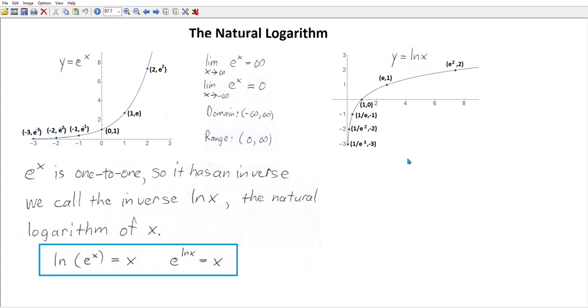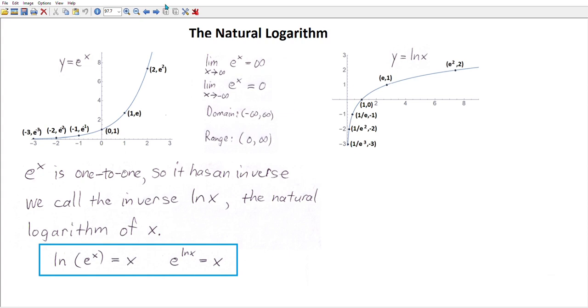like every inverse function, the natural log reverses x and y from the function it's the inverse of, which is e to the x. So you see that 2 e squared is on y equals e to the x. E squared 2 is on the log of x. So you put 2 into e to the x, you get e squared. You put e squared into the log, you're back to 2. So the x and y values have flipped, and you can see the net effect of that is that this horizontal asymptote, as x goes to minus infinity, the function value goes to 0, has turned into a vertical asymptote.